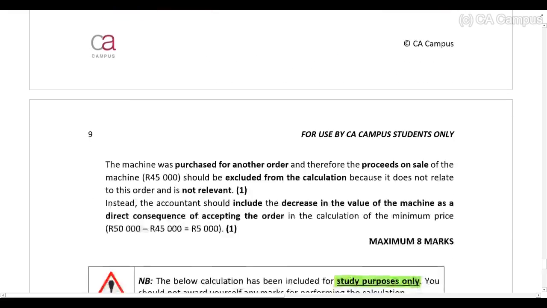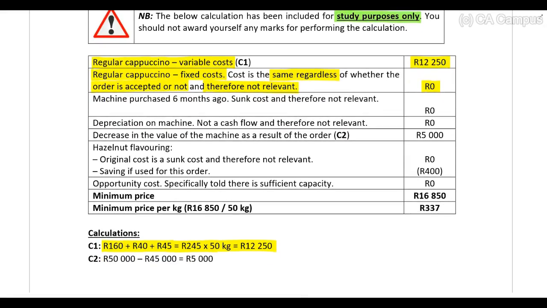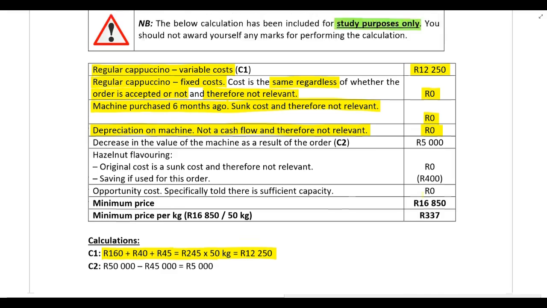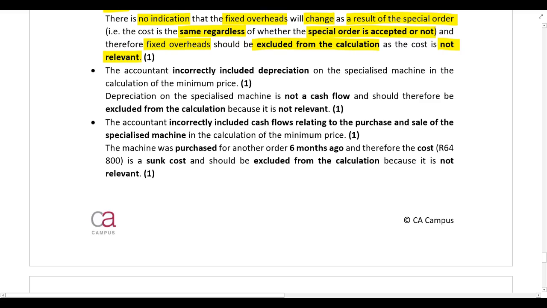So if we just jump to the suggested solution, firstly, I just want to go through what I have done with you. We said that the machine was purchased 6 months ago, so that is a sunk cost. It's not relevant. Don't take it into account. The depreciation on the machine is not a cash flow. It's not relevant. Don't take it into account. That's what you would have done if the required had asked you to perform the calculation. So what do we do for the discussion? What has he done wrong? He's incorrectly included depreciation on the specialized machine in the calculation of the minimum price. Depreciation is not a cash flow and should therefore be excluded from the calculation because it's not relevant.